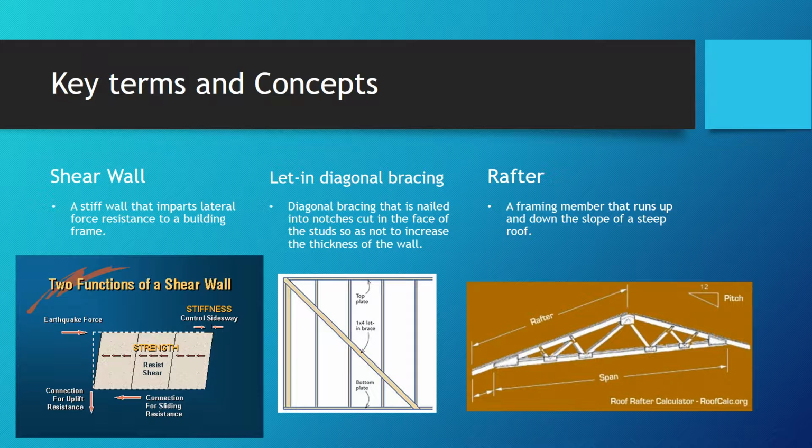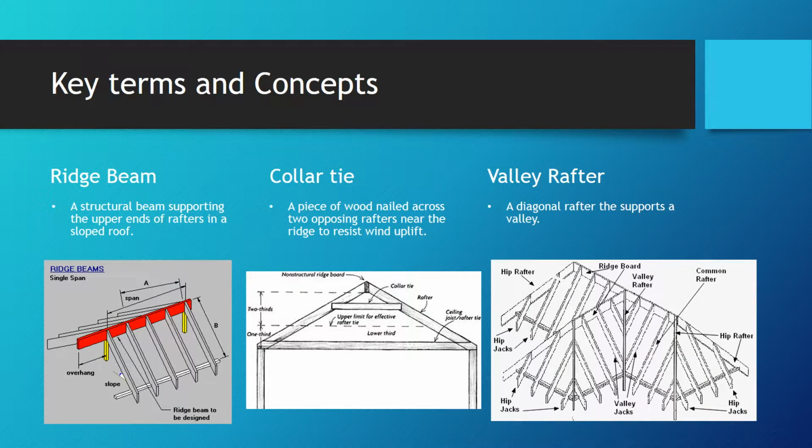And then a rafter, a frame member that runs up and down the slope of a steep roof. And then a ridge beam, a structural beam supporting the upper ends of a rafter in a sloped roof. Collar tie, a piece of wood nailed across two opposing rafters near the ridge to resist wind uplift. And the collar tie is right there, right in the middle of the picture. And a valley rafter, a diagonal rafter that supports a valley.